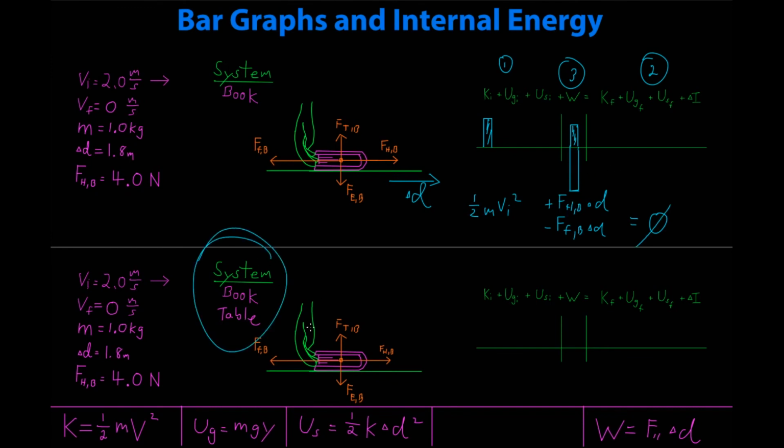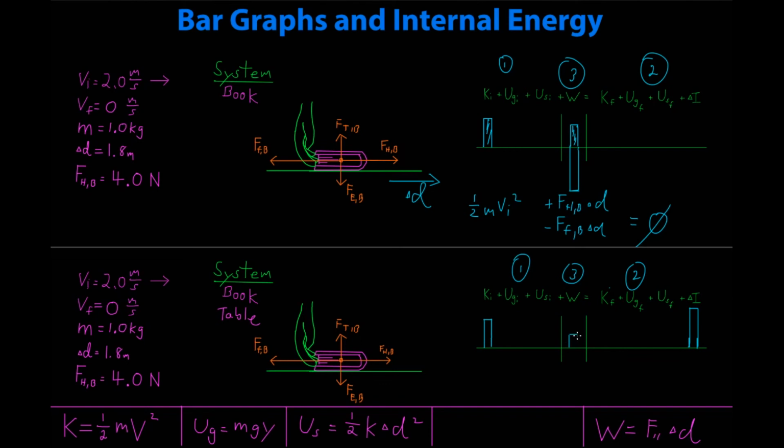Now, if I keep the table in the system, I will have kinetic energy, that's one. Final state, I have no kinetic, no gravitational, no elastic, but I do have some internal energy because the table's in my system and I do have a frictional force here. I also have some work done by the hand.